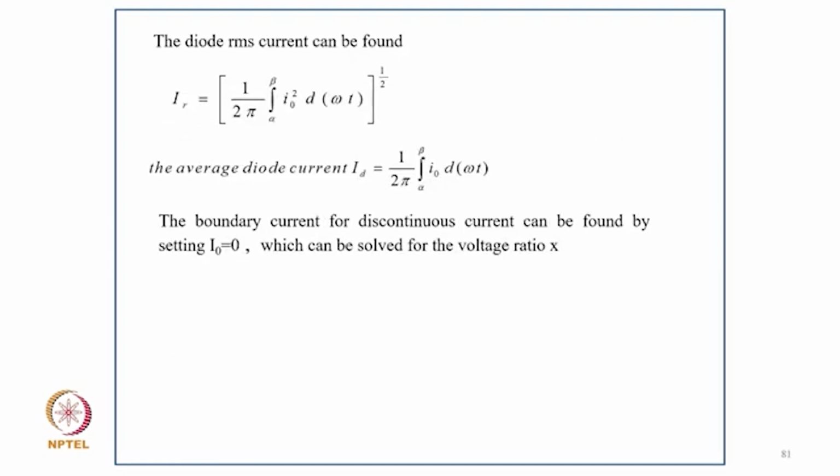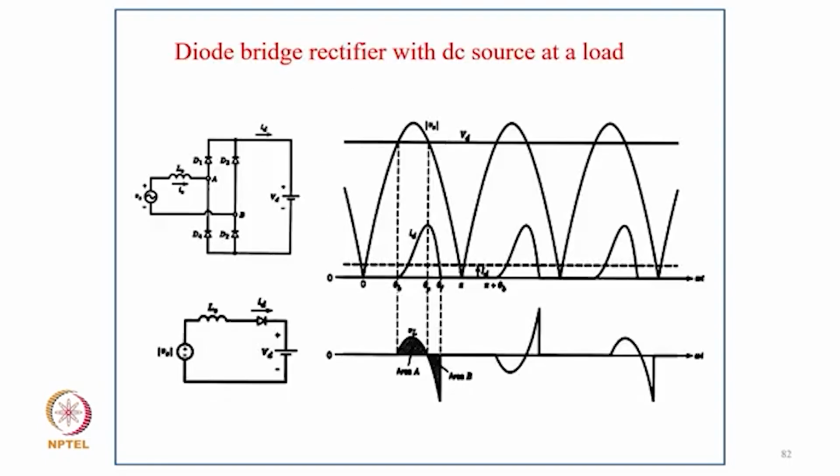The diode RMS current can be calculated as IR equal to (1 upon 2 pi integral alpha to beta I0 square d omega t) to power half, and the average diode current ID equal to 1 upon 2 pi integral alpha to beta I0 d omega t. The boundary condition for discontinuous current can be found out by setting I0 to zero, which can be solved for the voltage ratio x. And the diode rectifier with the DC load, like a battery, is equivalent.